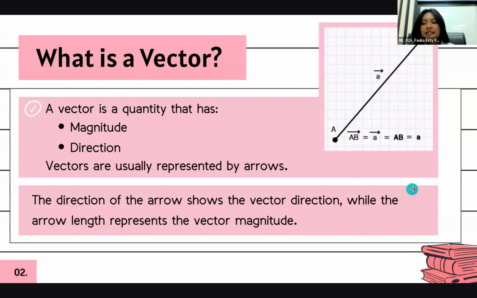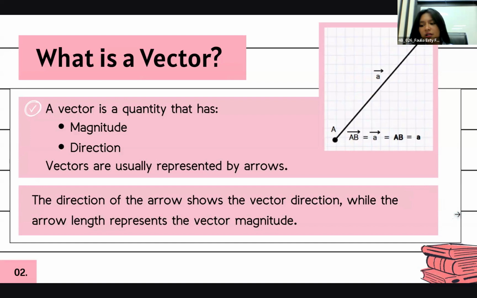Okay, now let's discuss a factor. A factor is a quantity that has magnitude and direction. Factors are usually represented by arrows. The direction of the arrow shows the vector direction, while the arrow length represents the vector magnitude.